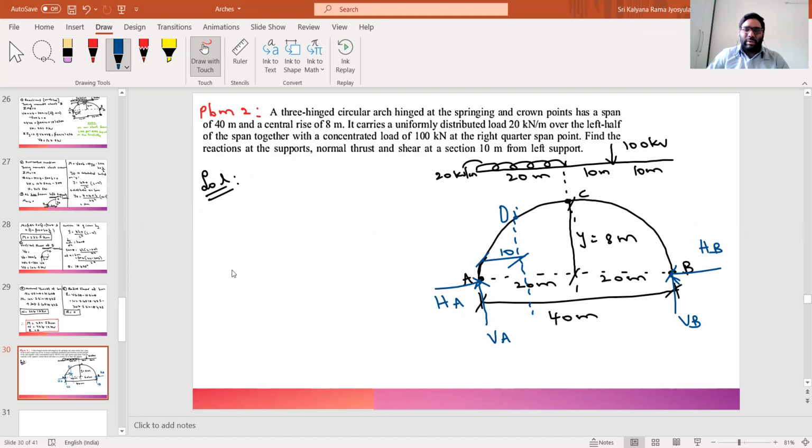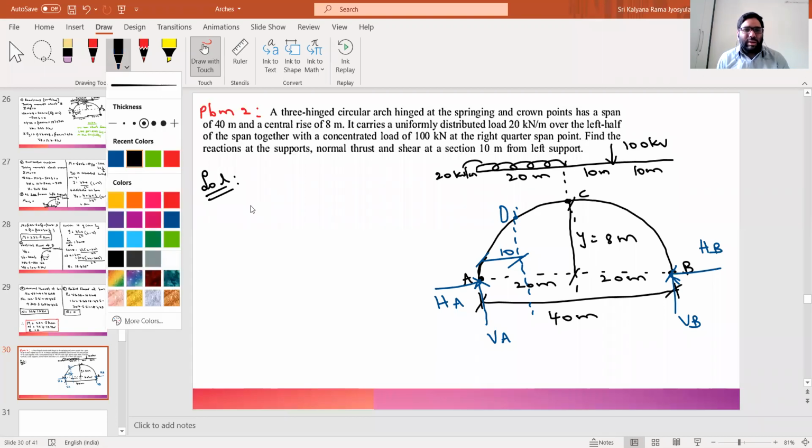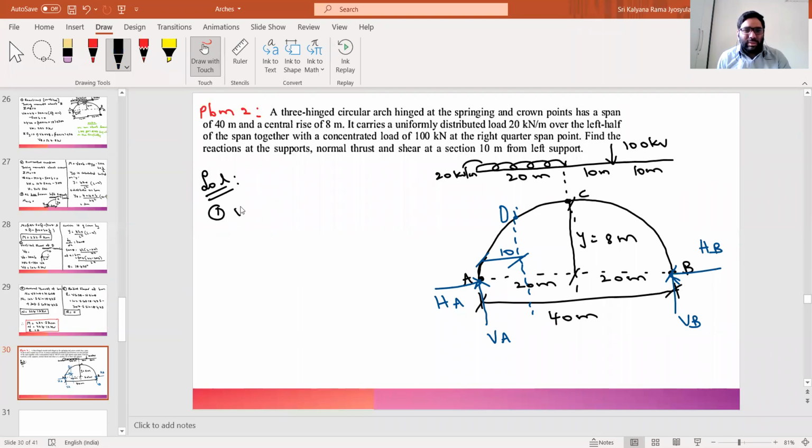In general, whenever you attempt these questions in board exams, university exams, competitive exams, engineering services, or any government exams which have a descriptive paper, just the sketching of the figure itself carries very good weightage of marks. So the first step would be the calculation of vertical reactions.